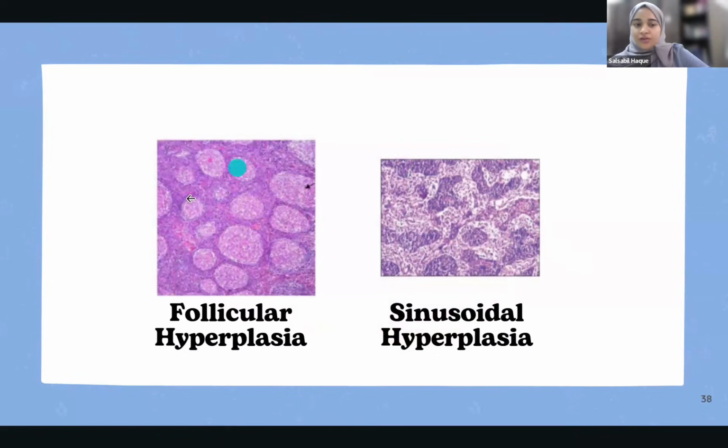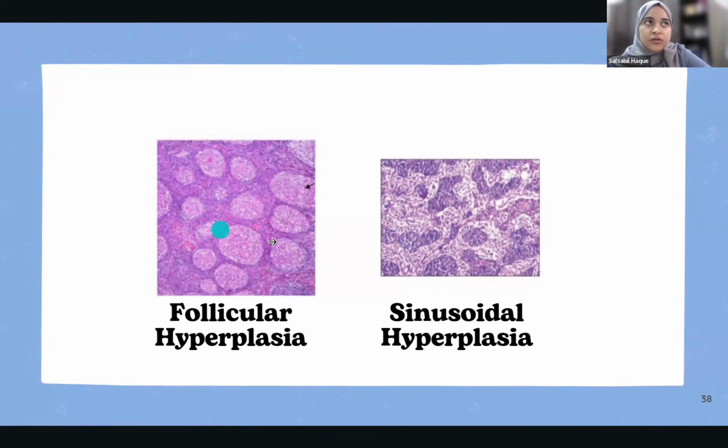Okay, so now that we know what's normal, the animation didn't work here, however, you can see a lot of follicles, right? So this is follicular hyperplasia, and this is sinusoidal hyperplasia. This happens usually as a reaction to some sort of infection. It can happen as a result of a viral infection or bacterial infection, and you can have either hyperplasia of the follicles more commonly, or hyperplasia of the sinusoids or the histiocytes, right?